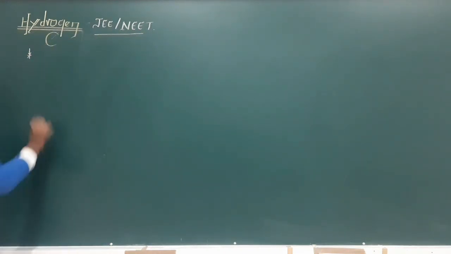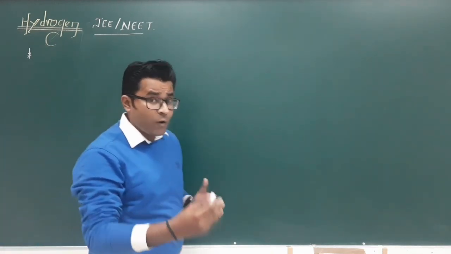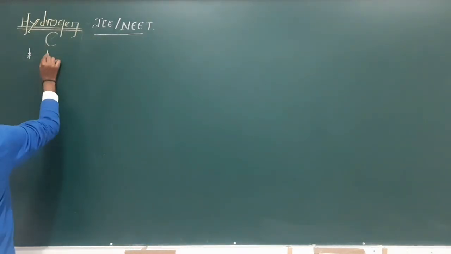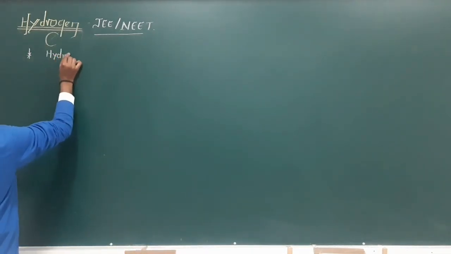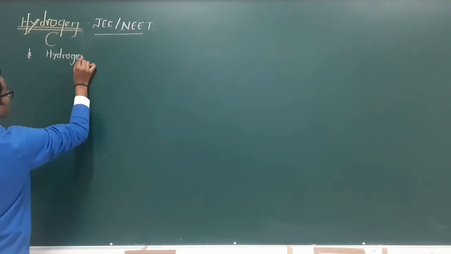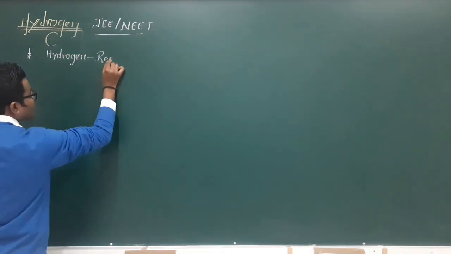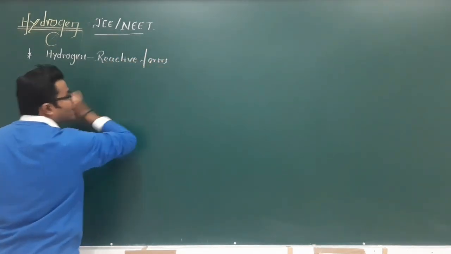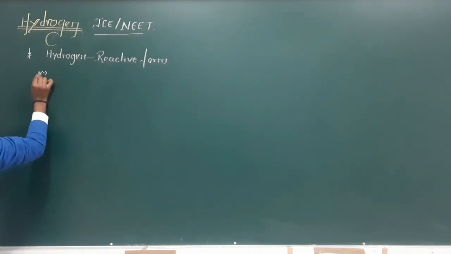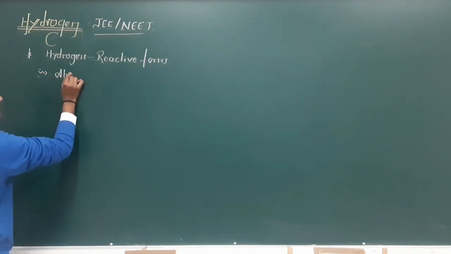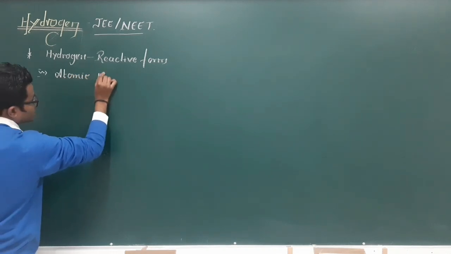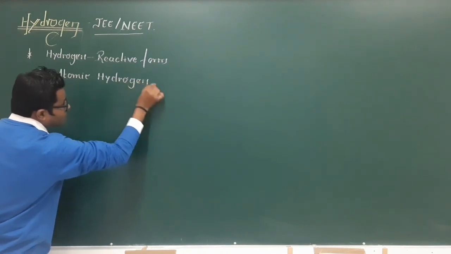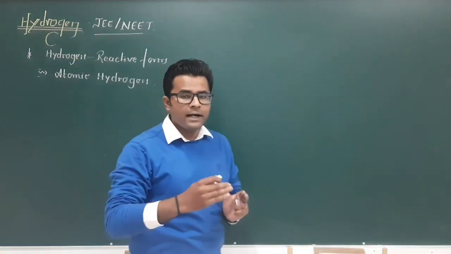When we are speaking about hydrogen, the reactive forms are available in two different varieties. The reactive forms of hydrogen are two, and those are what we call, first one, atomic hydrogen, and of course, the second one, we call it nascent hydrogen.